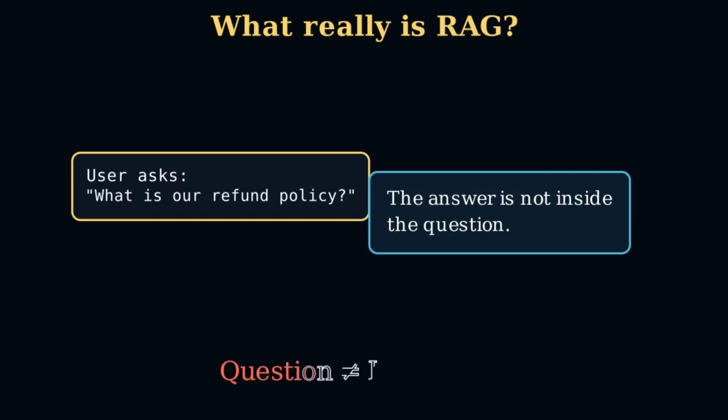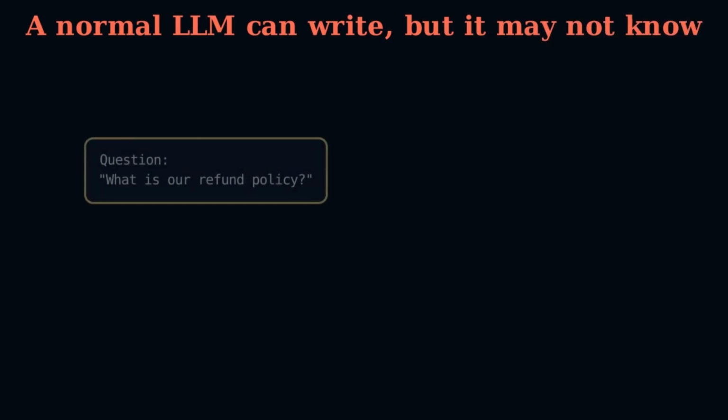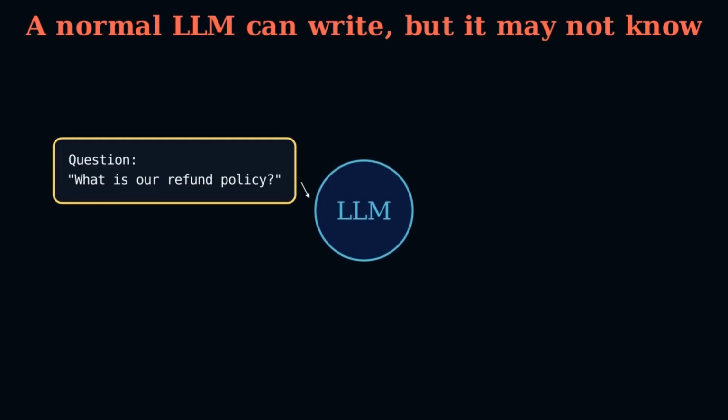So the real question is not, can the AI write an answer? The real question is, where will the AI get the knowledge from? A normal language model is very good at generating text. It can write clearly, it can summarize, it can explain, it can reason over information you give it, but it does not automatically know your private documents. It does not automatically know your latest company rules. It does not automatically know the PDF you uploaded yesterday unless that information is placed into its context.